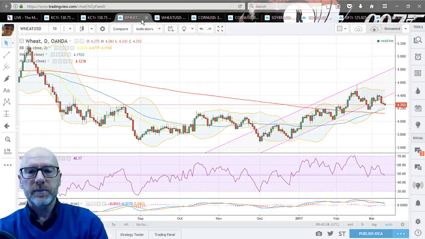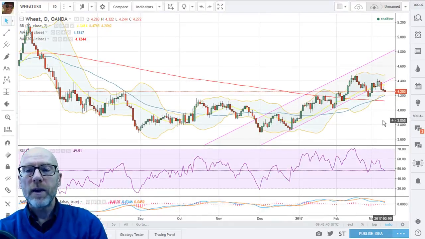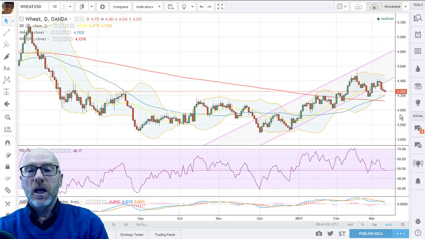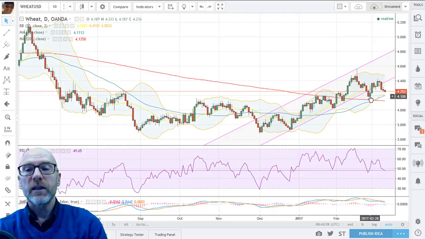On wheat, you can remember last week I drew this parallel channel, and I was concerned that we were just trading along the lower boundary. You can see now that we've had confirmation of a break to the downside. Immediately you would expect the supports around the 4.19 level to be tested, which is also the uptrending 50-day moving average.